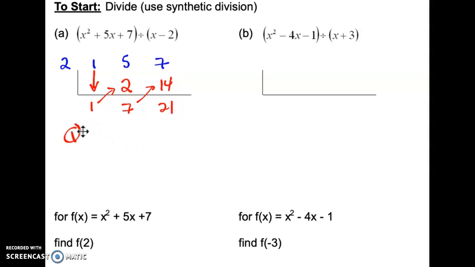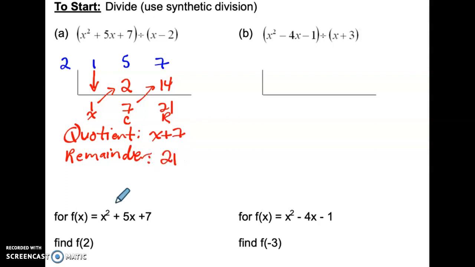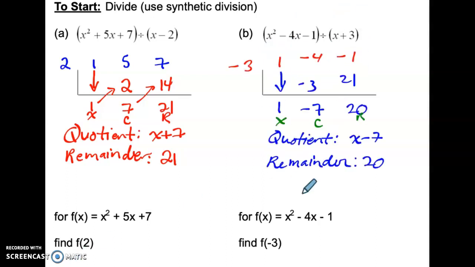Okay. And that gets us a quotient and a remainder. So you'll notice the remainder is 21, and the quotient will have a constant of 7 and an x term of 1. So 1x plus 7 is the quotient, and the remainder is 21. Okay. So take a minute, do the exact same thing for example B, and hopefully you got a quotient of x minus 7 and a remainder of 20.